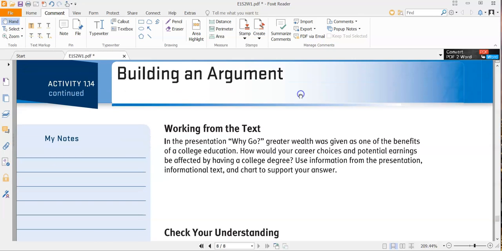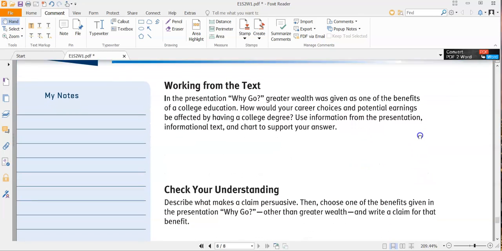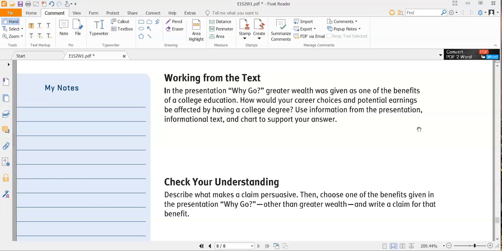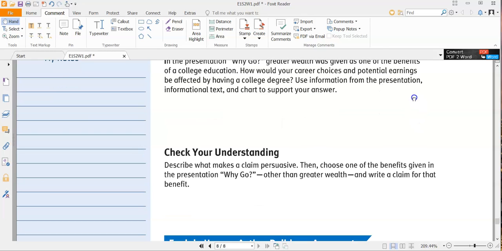Then, continuing 1.14, it has building an argument. Working from the text. In the presentation, Why Go, which is what we did for the last assignment, greater wealth was given as one of the benefits of a college education. How would your career choices and potential earnings be affected by having a college degree? Use information from the presentation, informational text, and chart to support your answer. So here you're writing a sentence or two about the benefits of a college degree and how your career choices and potential earnings would change as a result of having one, okay? Using evidence from those texts.